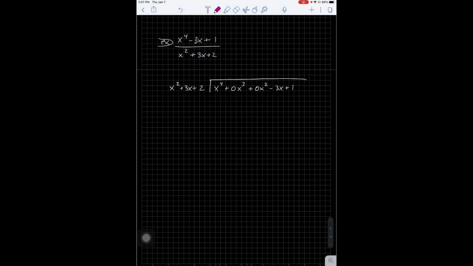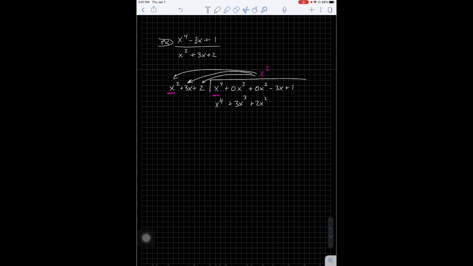Okay, first step. What do I multiply the first term by to get the first term there? And the answer is an x squared. So I put that up here. Then I'm going to take that x squared and I'm going to multiply it by this whole quadratic in front. So x squared times x squared is x to the 4th. X squared times 3x is 3x cubed. And then x squared times 2 is 2x squared.